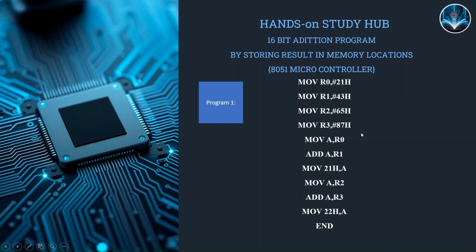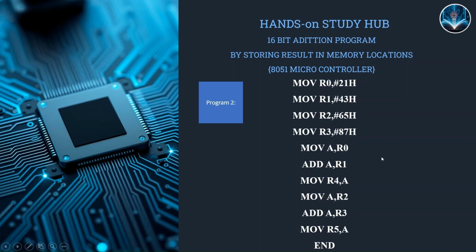Here 21H is the memory location, and then next you need to add the MSB bits. So 43, 87 are the MSB bits. R1 and R3 need to be added and the final result stored in 22H. And then the next program: 1, 2, 3, 4, 5, 6, 7, 8 gets loaded into the registers. Here in the question they have not specified any values.